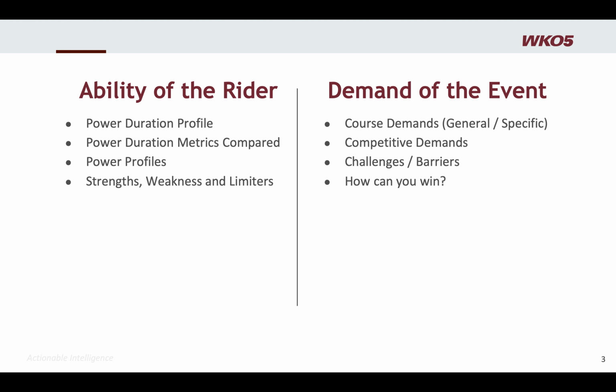And then at the end of the day, you have to ask yourself, how will I win or how will I succeed? If I've never done a century, success might be just completing the century, right? And that defines the event goal. Just a good way to start your thinking.